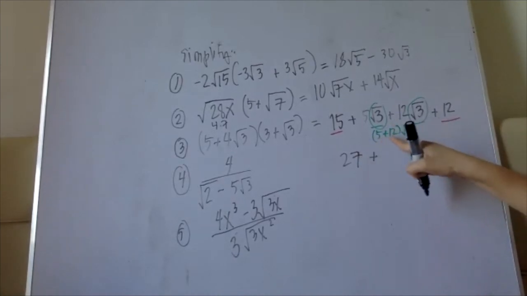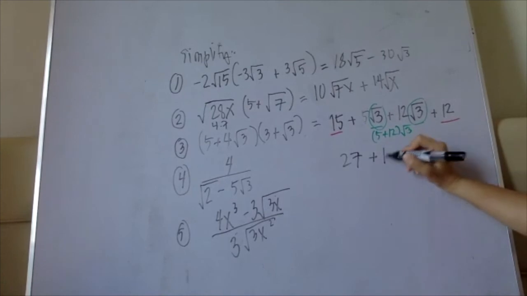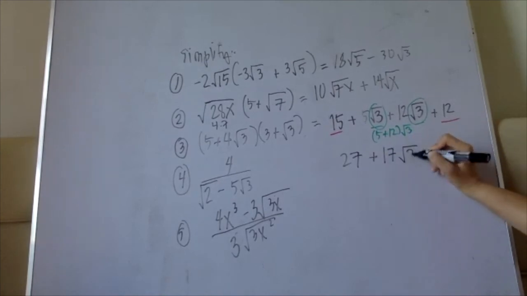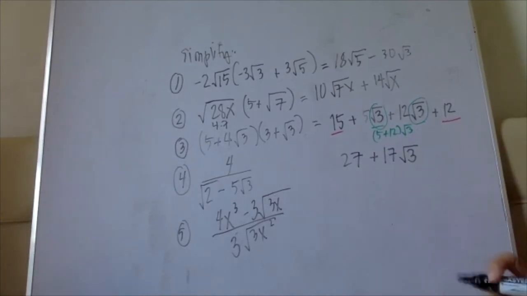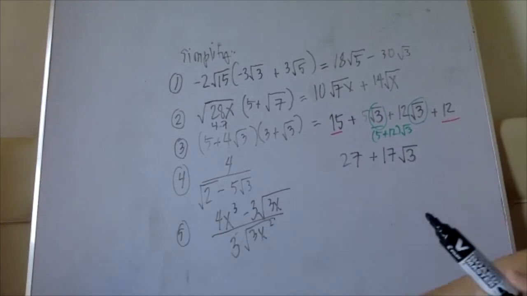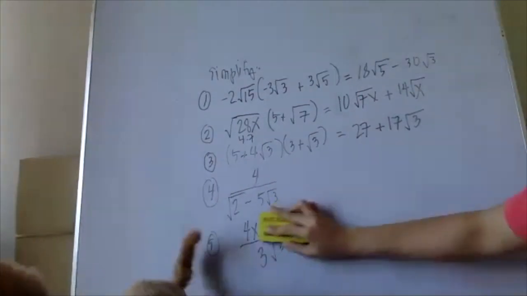Plus 5 plus 12, that's equal to 17 square root of 3. Okay? May questions ba here? Wala naman. Erase ko muna to.